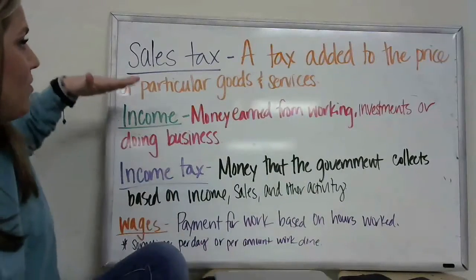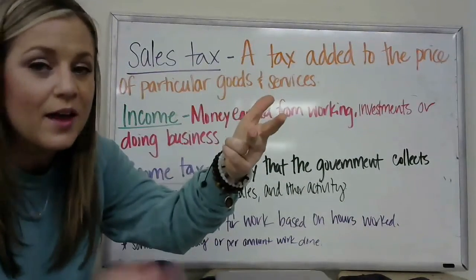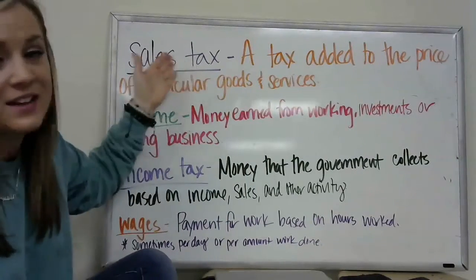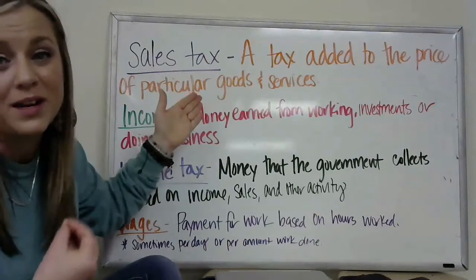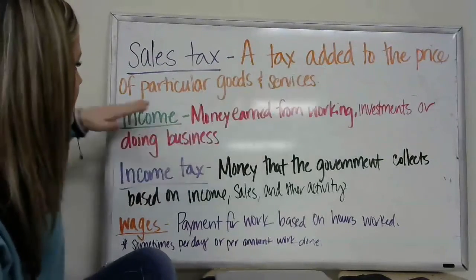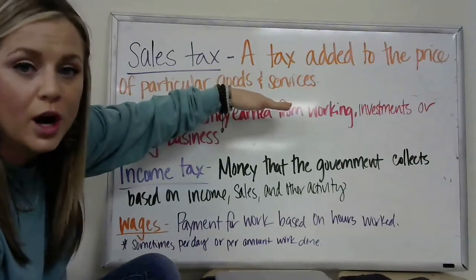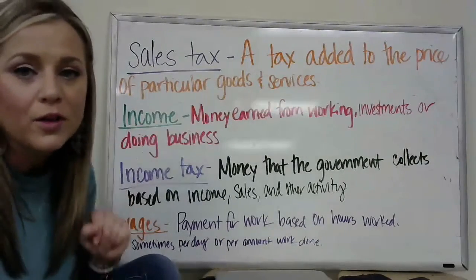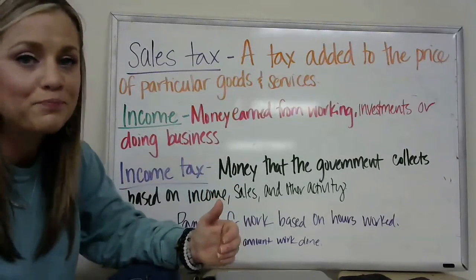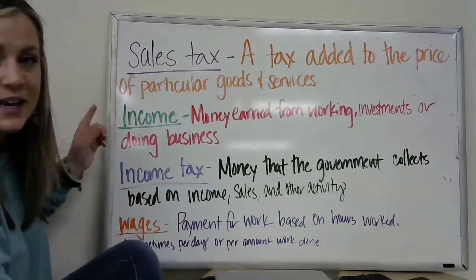All right, so let's talk about this. First, there is sales tax. Common sense tells us that is a tax on anything that we buy or that somebody is selling. Here it is: a tax added to the price of particular goods and services. So when you go to Walmart and buy all those groceries, there's sales tax added to what you're buying. Walmart turns around and gives that to the government.